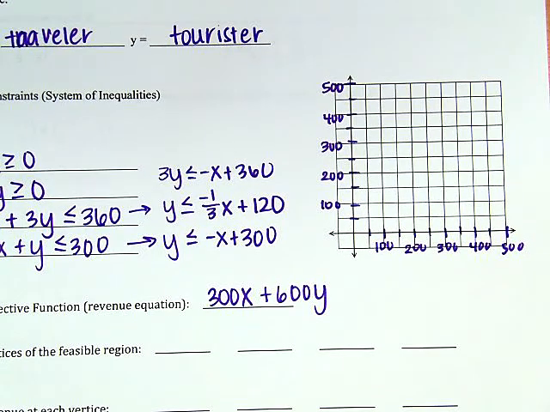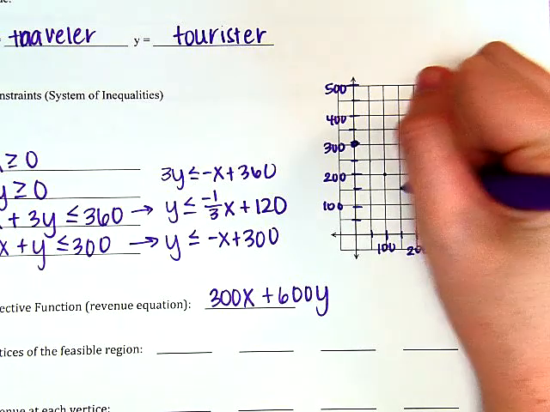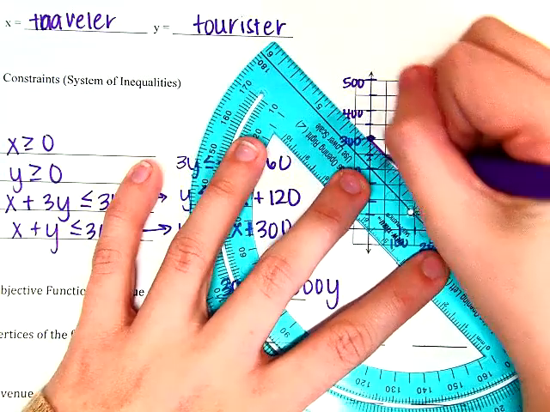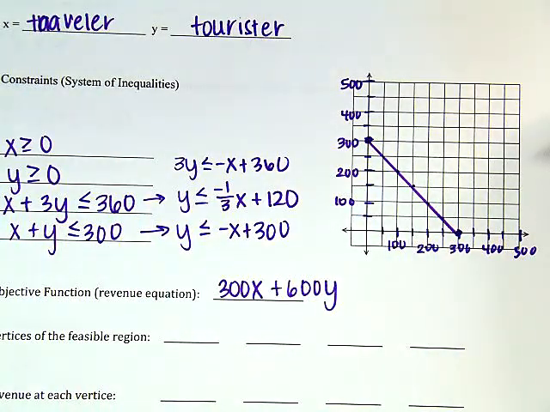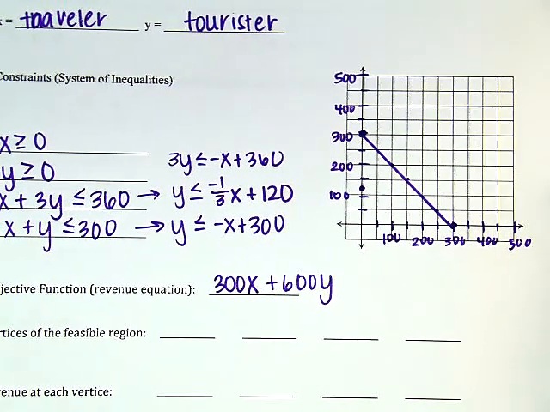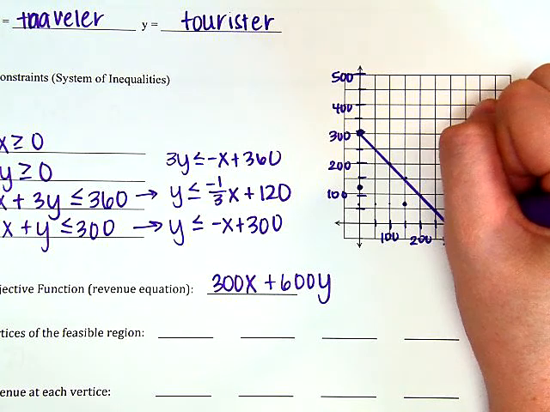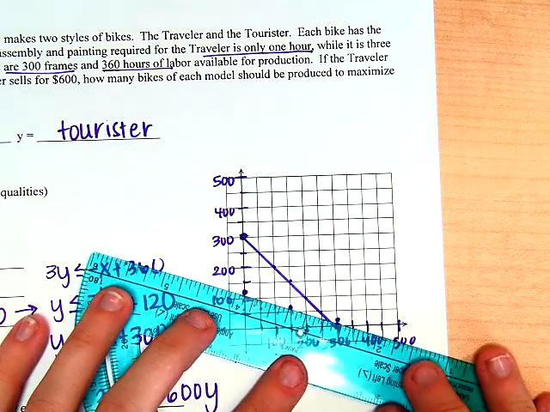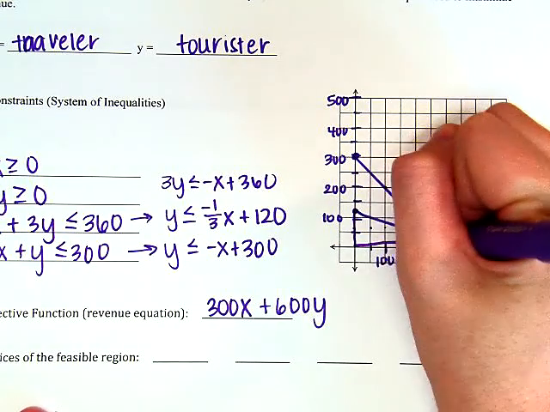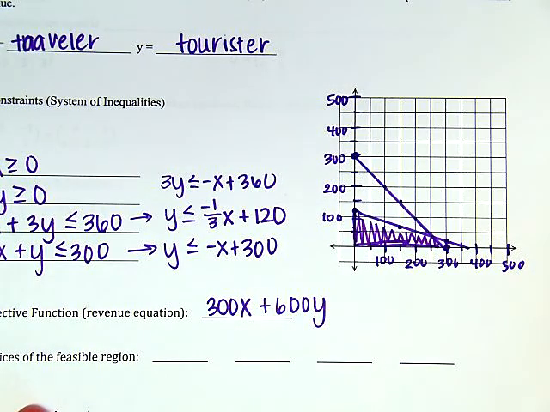When I graph this, the first one starts at 300, and it goes down 1 over 1, down 1 over 1, all the way down to 300 again. My second equation starts at 120, and my slope is negative 1 over 3, so negative 1 over 1, 2, 3. If I keep it going, it brings me down like this. And they're both less than, so it's this shaded area in here.